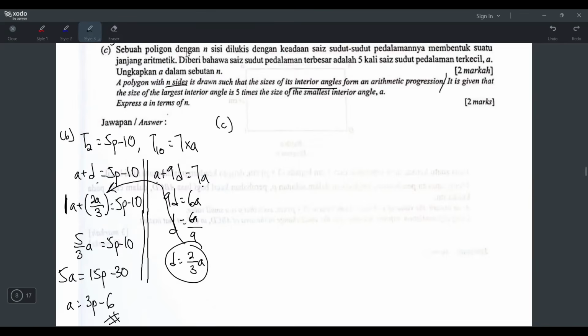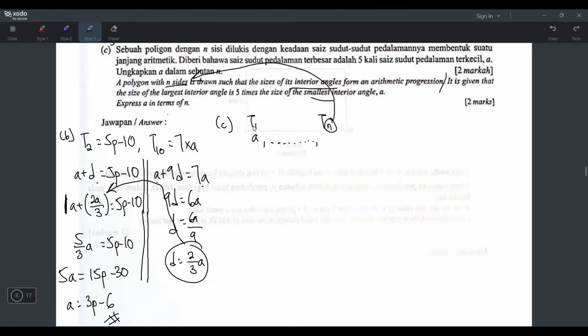Okay. So it forms an arithmetic progression. In an arithmetic progression, usually you have a first term, second term, third term, until we don't know how many terms, because we don't know how many sides. Given that the size of the largest is 5 times the size of the smallest. Let's start with the first term A, because they say the smallest interior angle is A. So it means your T1, the smallest angle inside the polygon, is A. And then T2, which I don't know, and T3 also I don't know, and it will go until Tn. And this n is actually the number of sides, right?